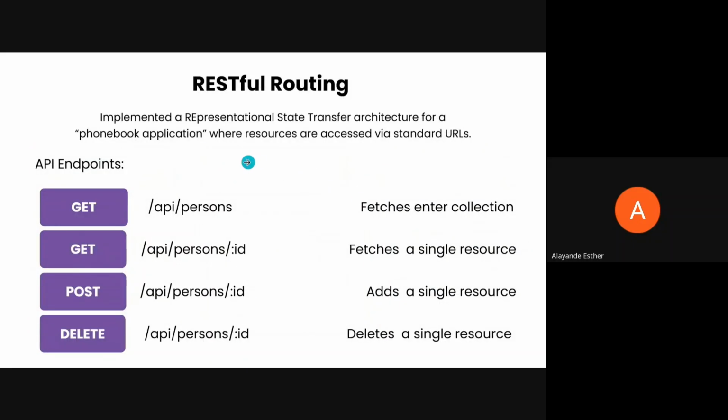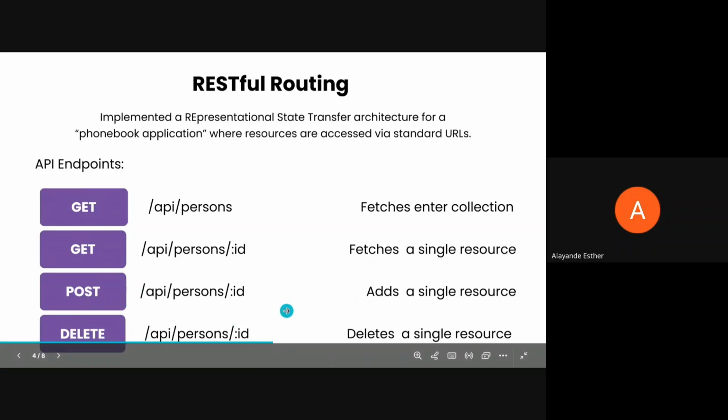I was able to apply what I learned by developing a phone book application. I implemented a RESTful, Representational State Transfer, architecture for the phone book application, where the resources are accessed via standard URLs. I created the API endpoints: a GET on this URL fetches the entire collection for the phone book application. For this URL with a particular ID, it fetches a single resource. The POST adds a single resource, and the DELETE deletes a single resource by ID.